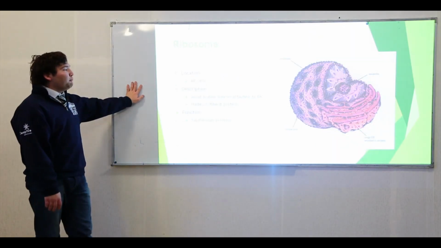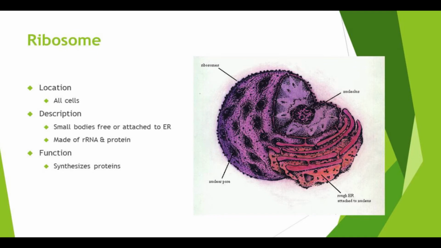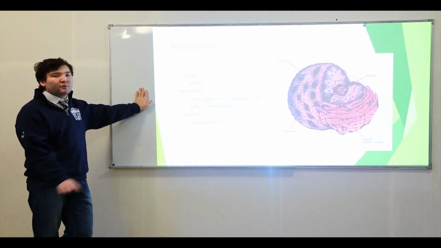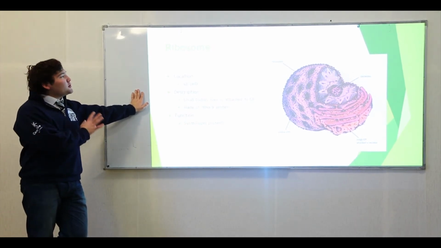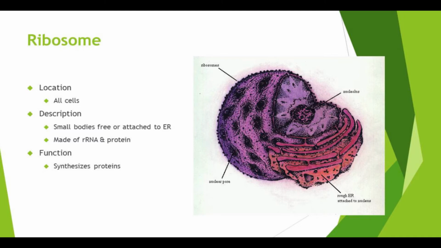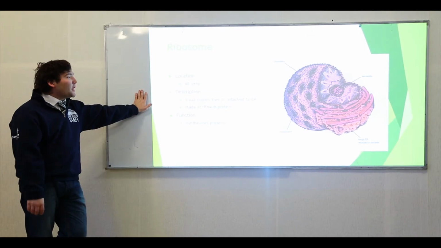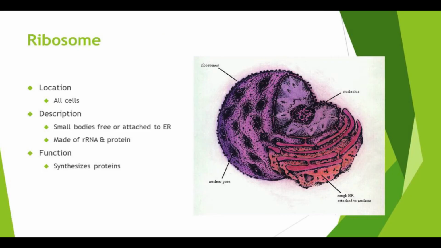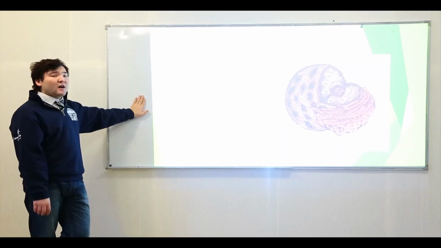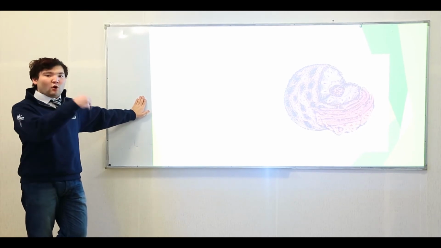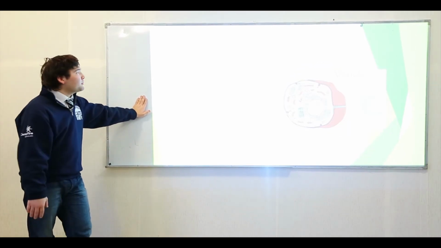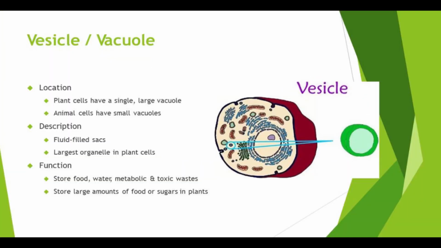Next, ribosome. Ribosomes can be free or attached to ER. Free means that they are floating through the cytoplasm. And a ribosome is made of ribosomal RNA and some kinds of proteins. The main function of the ribosome is that it synthesizes proteins from the mRNA, which is copying the information from the DNA.